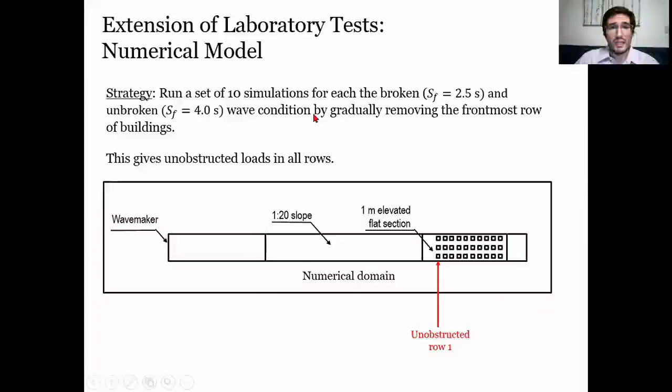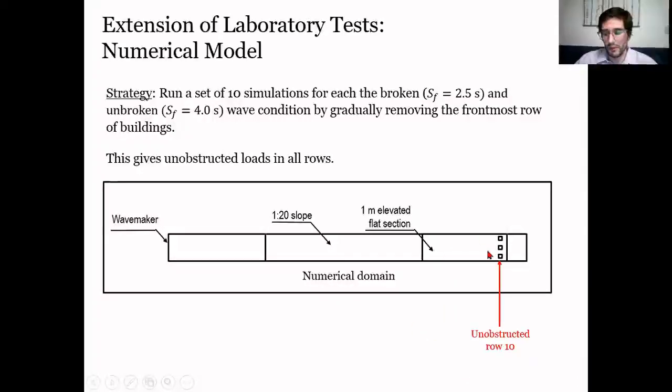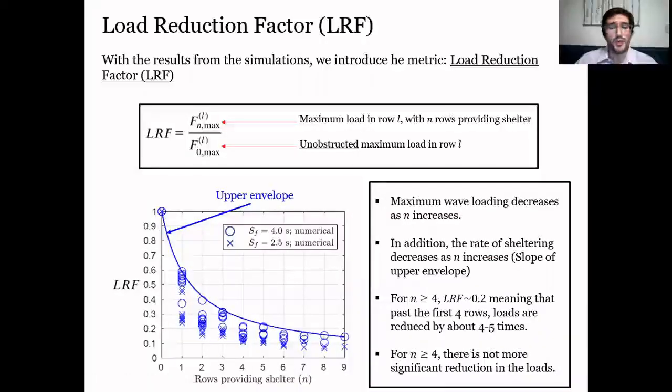So in the numerical model, our strategy was to run a set of 10 simulations for each wave condition, the broken wave and the unbroken wave, by gradually removing the frontmost row of the buildings. This would give us the loads in all rows. For instance, if we remove row 1, we're going to get unobstructed loads in row 2. If we remove row 2, we're going to get the loads in row 3, and so on, until we only have one row left. After computing these simulations, we were able to compute a load reduction factor.